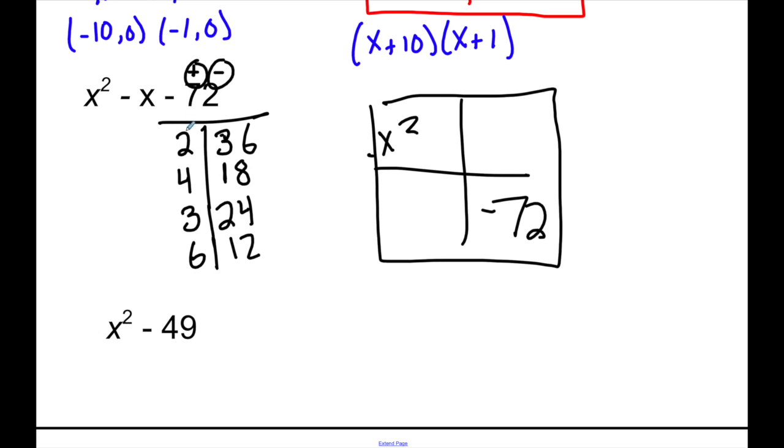7 won't go into it because we can see it gets to 70. 8 will go into it 9 times. And at this point, because I've got my 8 and my 9, I'm basically done.